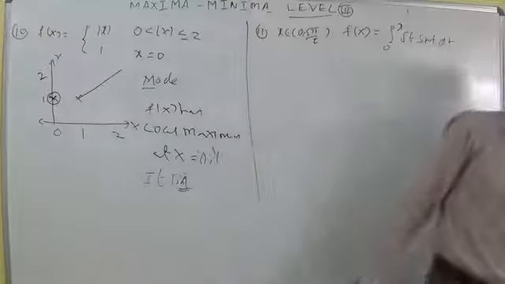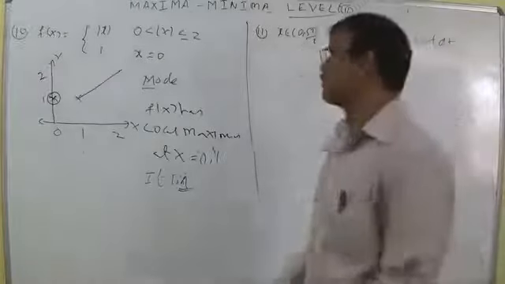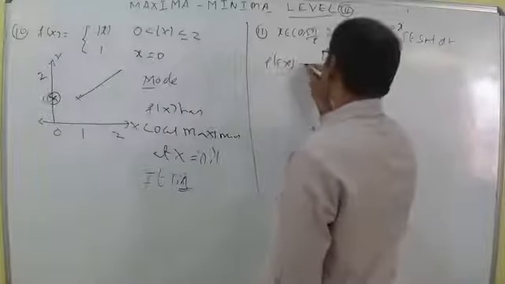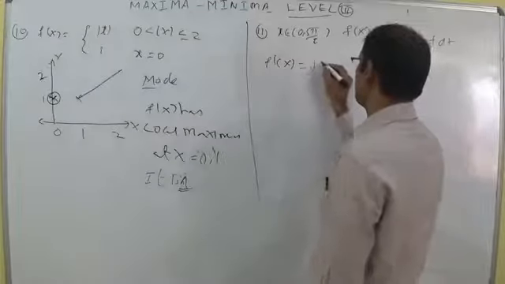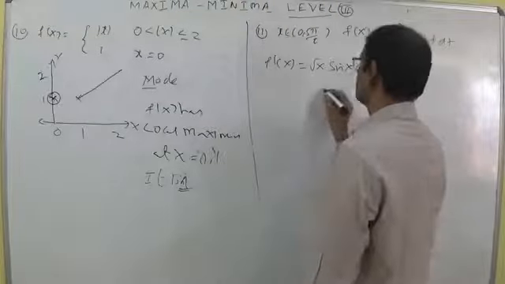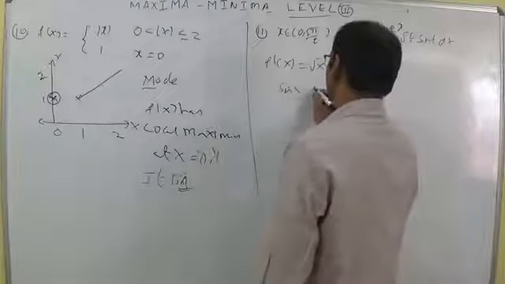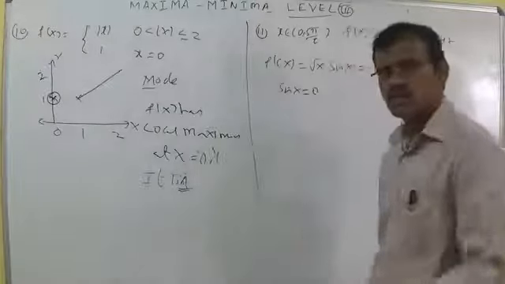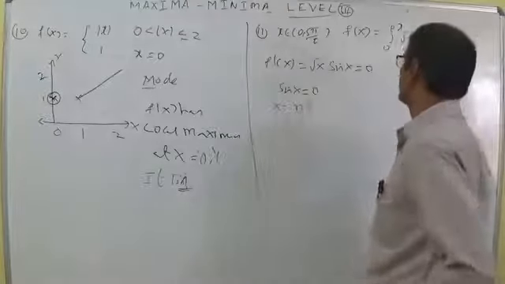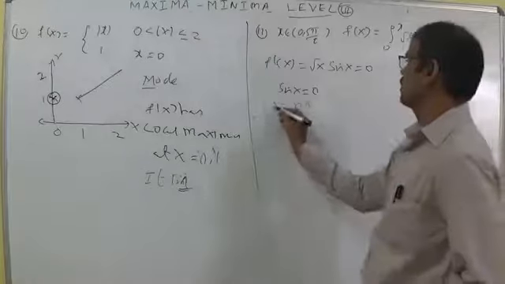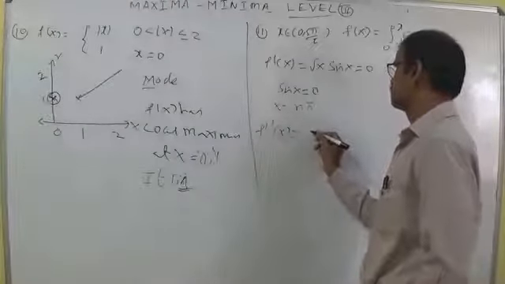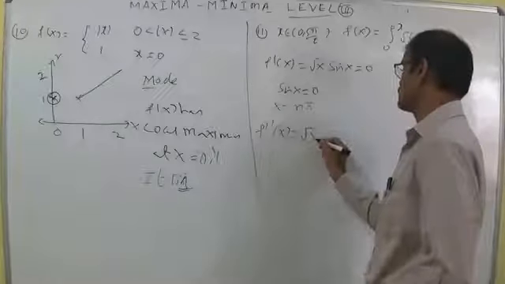So many times we have discussed the Leibniz theorem. Let us write f dash x using the Leibniz theorem: root x into sin x is equal to 0. Divide by root x, sin x equal to 0. Whenever sin x is equal to 0, we know that x is equal to n pi. According to the options we can write it. Next step, f double dash x is this one, root x cos x.